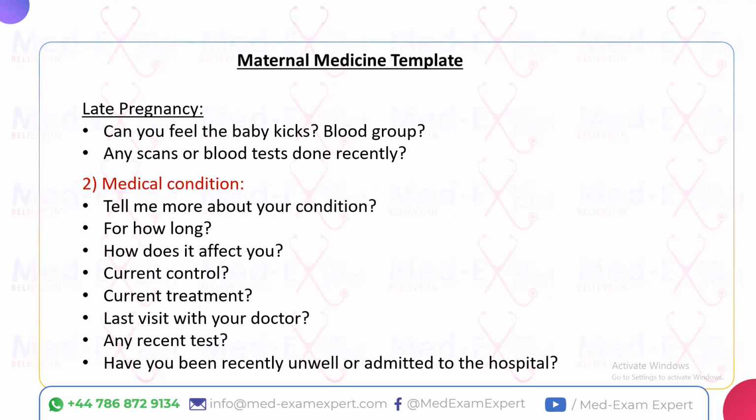So in the medical condition, you can again ask an open question, so that she will give you more and more information about her medical condition. Because the patient knows best about her condition. So she will just put into words all the answers for all the questions that you have in your mind. For how long she had this condition, how does it affect her, what is the current control, what is the current treatment, when was the last visit with the doctor, any recent test that she had. And you can also ask, have you been recently unwell or admitted to the hospital? So that will complete the picture and you will get an idea of the medical condition that she's in.